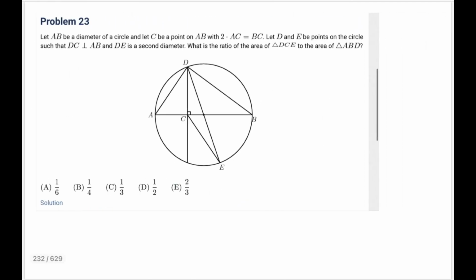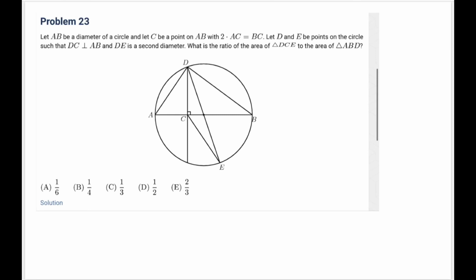Number 23. Let AB be a diameter of a circle and let C be a point on AB with 2 times AC equals BC. Let D and E be the points on the circle such that DC is perpendicular to AB and DE is a second diameter. What is the ratio of the area of triangle DCE to the area of ABD? Okay, so 2 times AC equals BC, right?